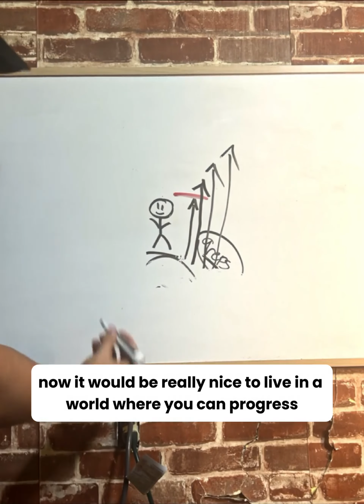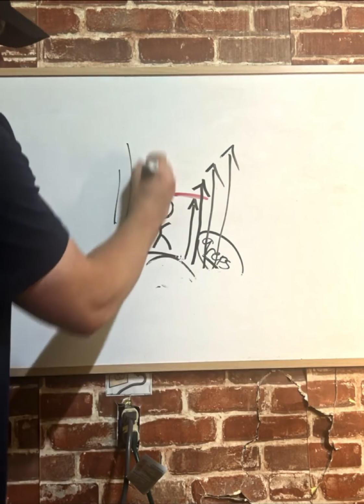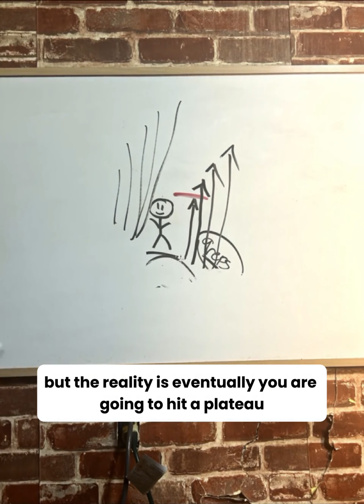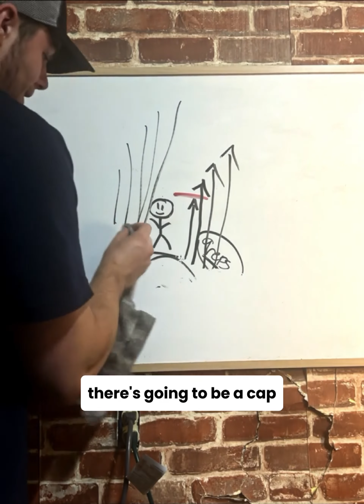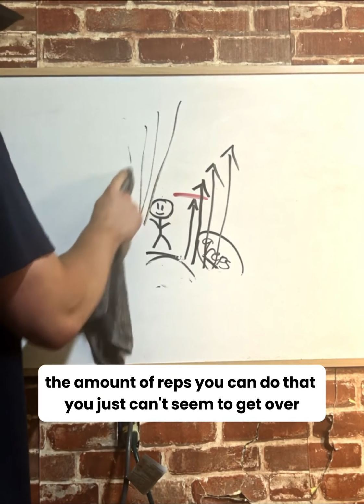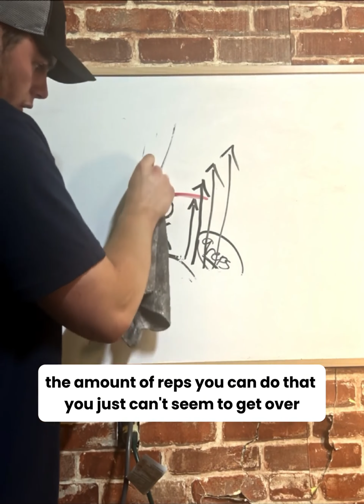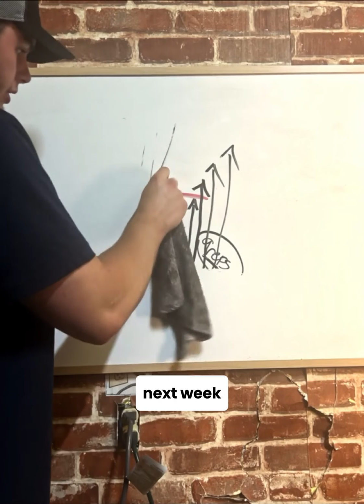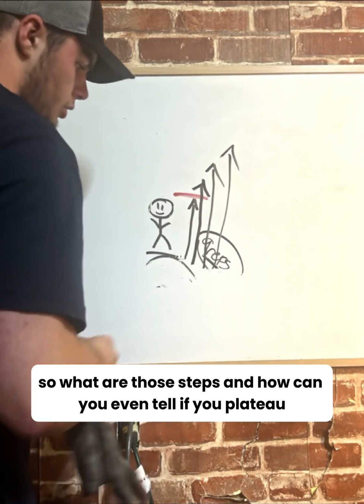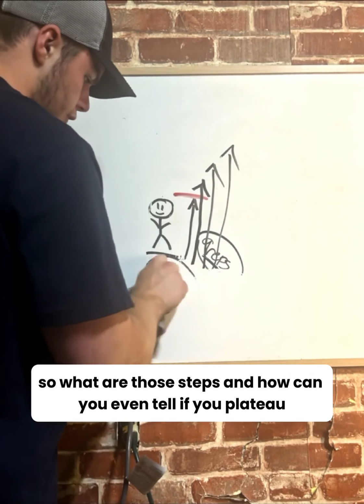Now, it would be really nice to live in a world where you can progress every single time you go in the gym, but the reality is eventually you are going to hit a plateau. There's going to be a cap, a limit on the amount of weight that you can lift, the amount of reps you can do, that you just can't seem to get over with just another workout next week. There's going to be a few extra steps you have to take care of. So what are those steps, and how can you even tell if you plateau?